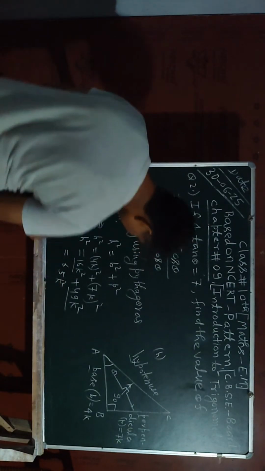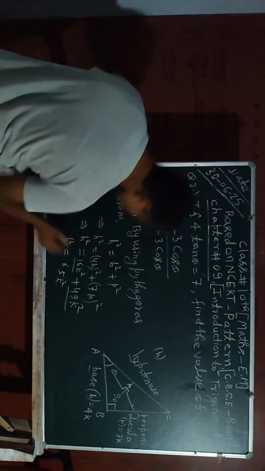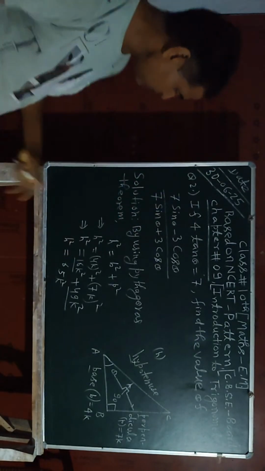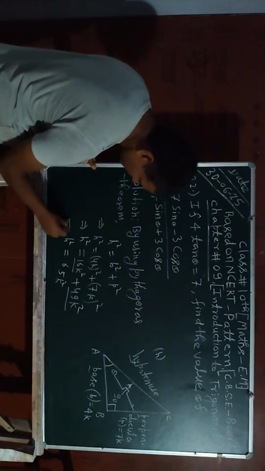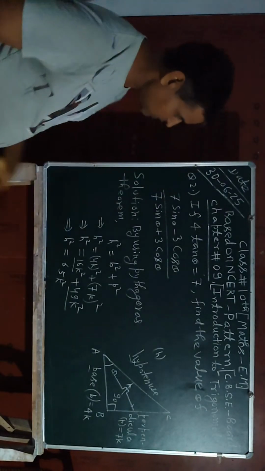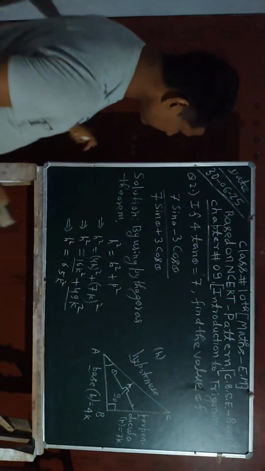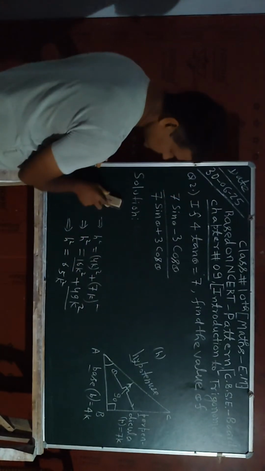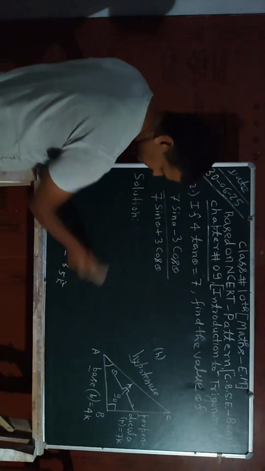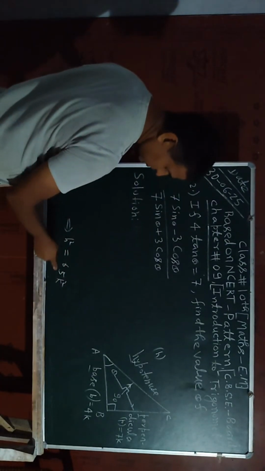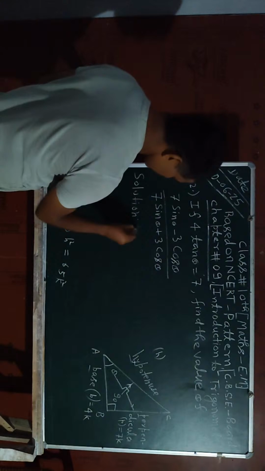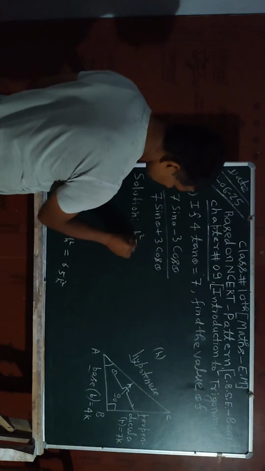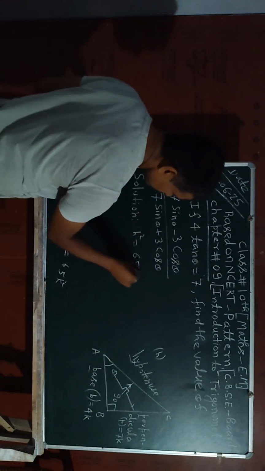I will write like this: h square is equal to this much. So again I will take the square root, and after taking the square root, I will put the value there. Now I am going to erase the above data for further calculation. So here I will write h square is equal to 65k square.